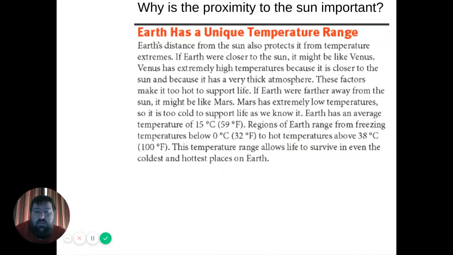Earth has an average temperature of 15 degrees Celsius, which is 59 degrees Fahrenheit. Regions of the Earth range from freezing temperatures below 0 degrees Celsius to hot temperatures above 38 degrees Celsius. This temperature range allows life to survive in even the coldest and hottest places on Earth.